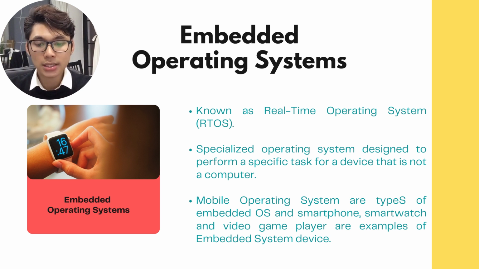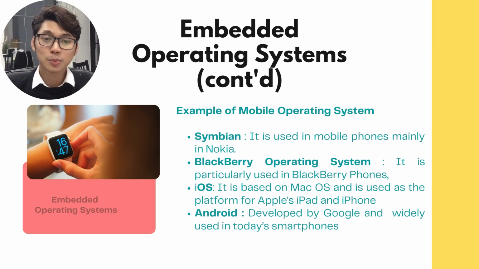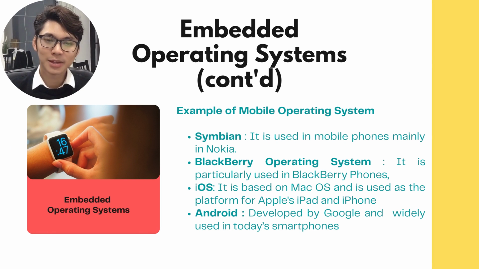For example, all cell phones use an operating system, namely a mobile operating system, that boots up when the phone is turned on. It handles all the basic interface and features of the phone. Other examples of electronic devices that fall under embedded operating systems are smartwatches and video game players. The most popular embedded operating system is the mobile operating system. A mobile operating system is an operating system for mobile phones, smartwatches, video game players, and other mobile devices.